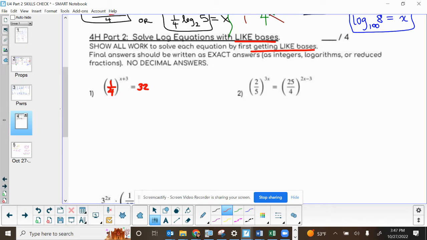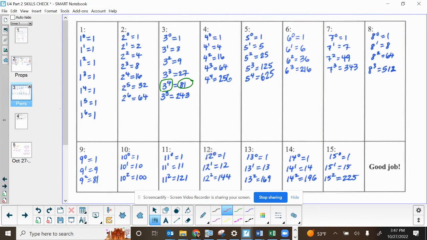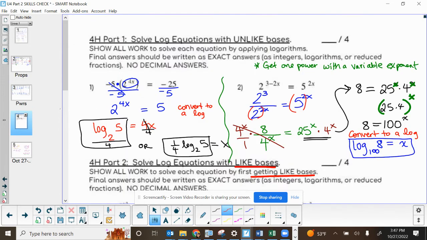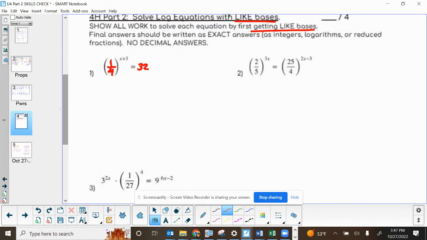And if I go look at my powers, can I write 4 as something? 4 raised to the something equals 32. No, that's not one of them. But 4 is 2 squared. So maybe 32 is on here. Here it is. So I can write each of them as 2 raised to the something. So I'm going to write this one as 2 to the 5th.